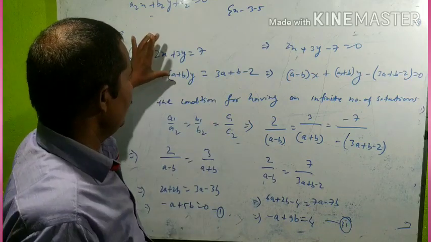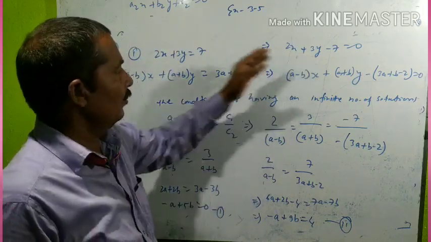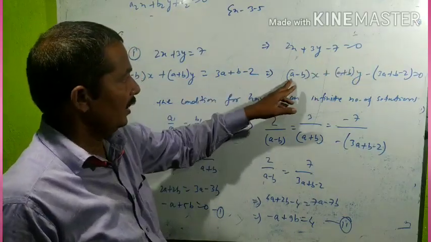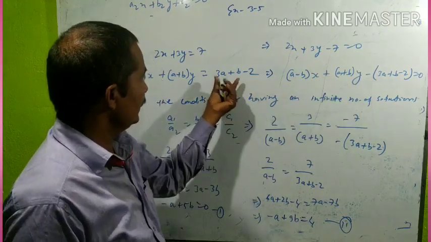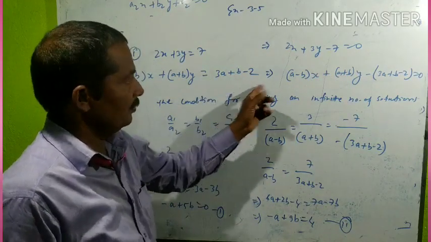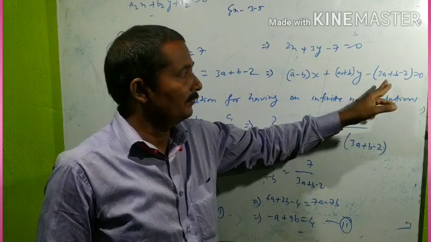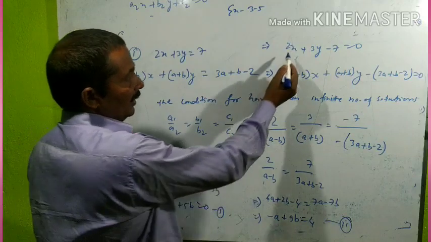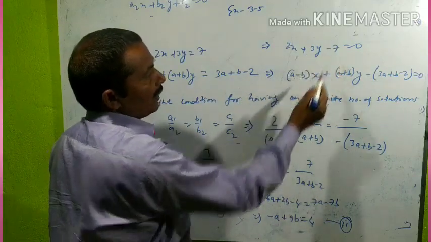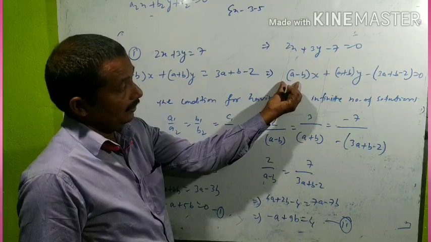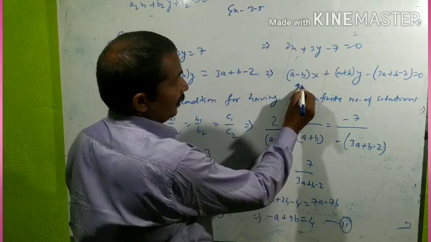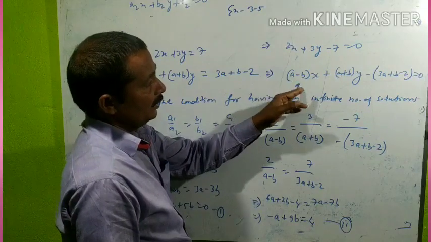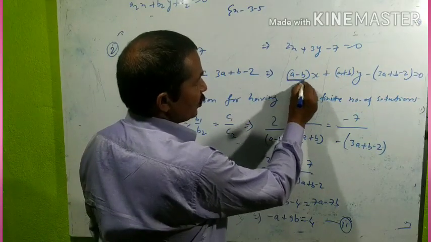So first of all, I have written the standard form of this equation. Look here, 2x plus 3y minus 7 is equal to 0. And for the second one, I have taken everything together with a negative sign. It is clear here, a1 is 2, b1 is 3, c1 is minus 7. Here a2 will be a minus b.